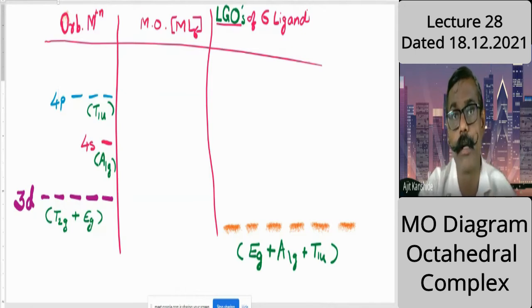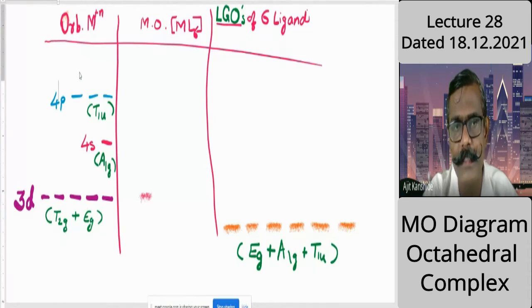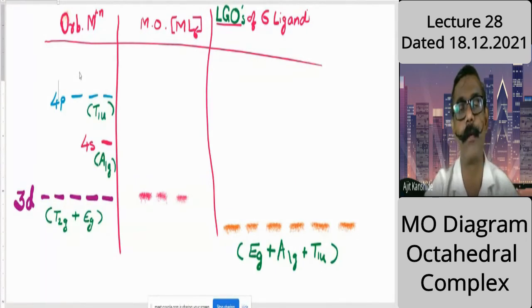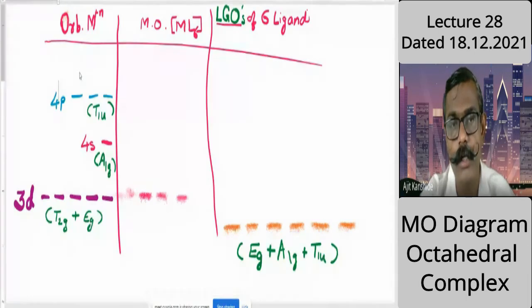In that, one thing is not there. That is the T2g. And I represent the orbital which is not there as a non-bonding orbital. See here, T2g. T2g means how many orbitals will be there? How many dashes should I represent there? 3. And 3 dots are there. That's our T2g orbital. The energy of T2g is not changed. The previous energy is kept there. Same energy.